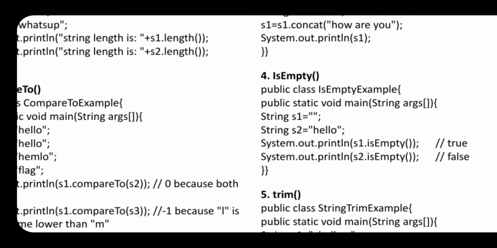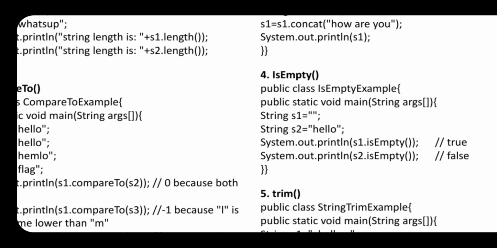Then moving to the next statement, we will be going with isEmpty. You are checking whether the string is empty or not, whether your declared string value is empty or not. String s2 is equal to "hello". System.out.println within a bracket, s1.isEmpty. Yes, 100%, because s1 has nothing. You have not given any string to that one.